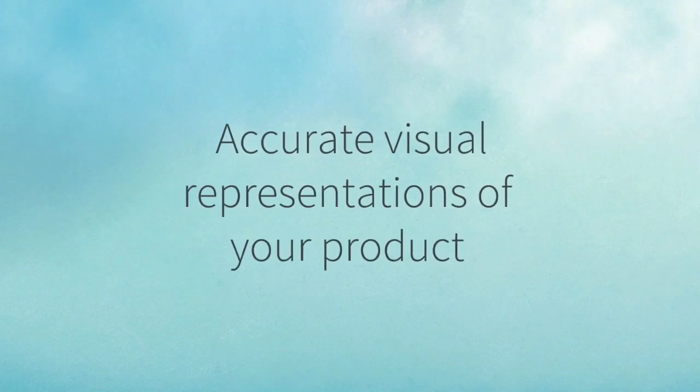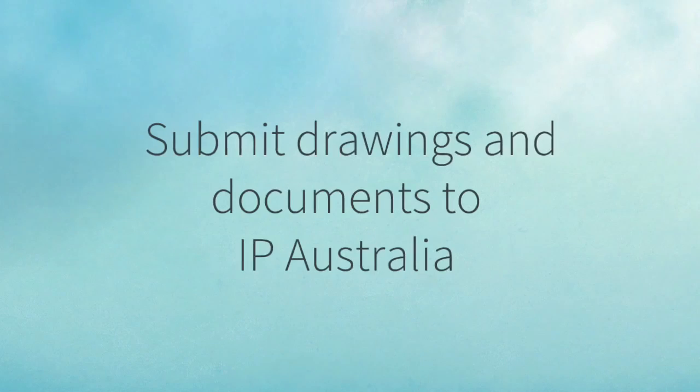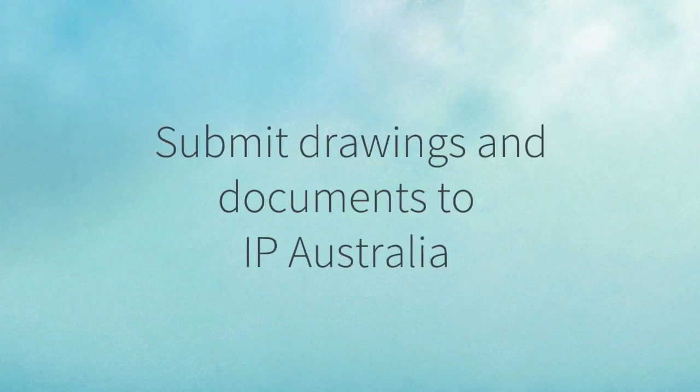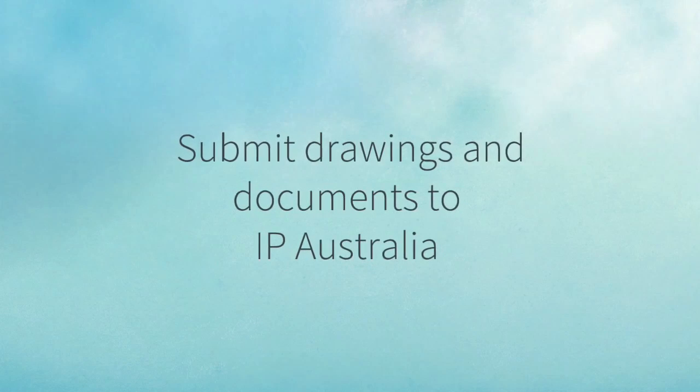Next, you will need accurate visual representations of your product. These can be drawings or photographs as long as they accurately reflect the most relevant commercial form of your design. Once your drawings are complete, you may submit them to IP Australia along with the other necessary documentation and start the application process. Once you have filed your application, IP Australia will file a formalities examination. This examination procedure is a minor check for things such as whether the designer's names are included on the application and whether the drawings are correctly fitted to the page.